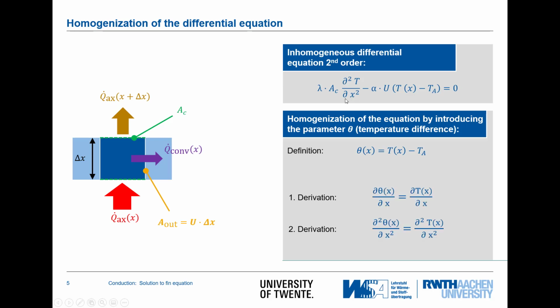In order to do that, we have to determine the first and second derivative of our definition here. So we take this definition, differentiate it the first time, and we have d theta dx equal to the first derivative of the temperature, because the constant just drops out. The next step is even simpler. We have to take the second derivative, and going from the first derivative to the second derivative is a very simple task. There's nothing to drop or think about.